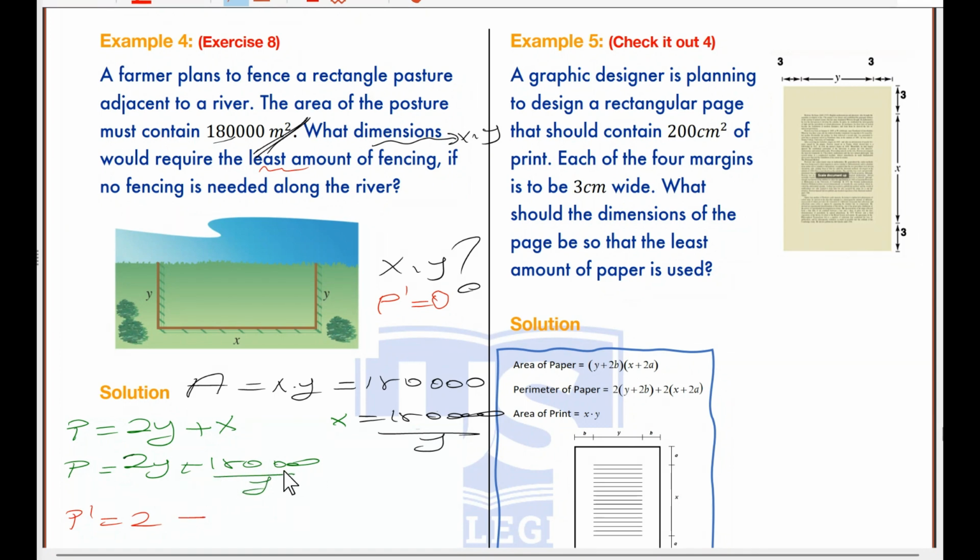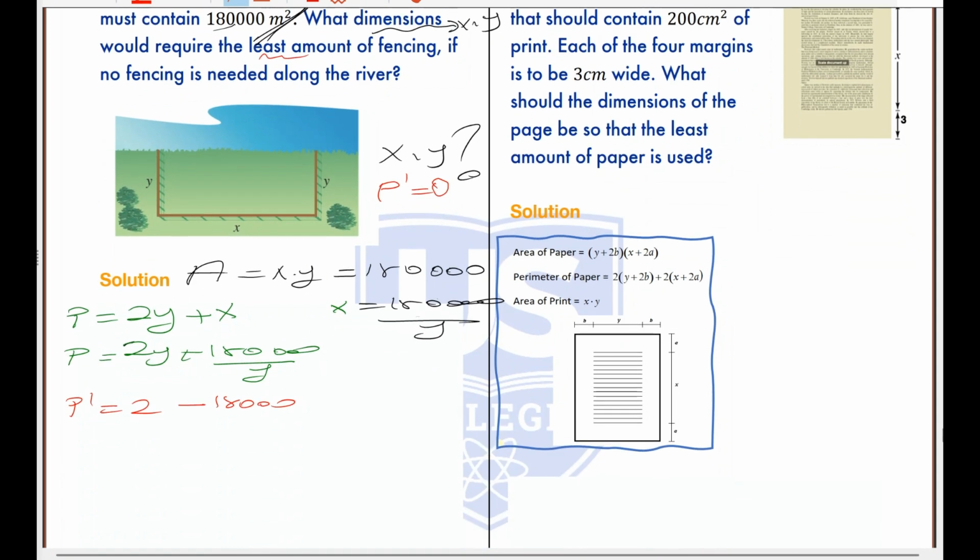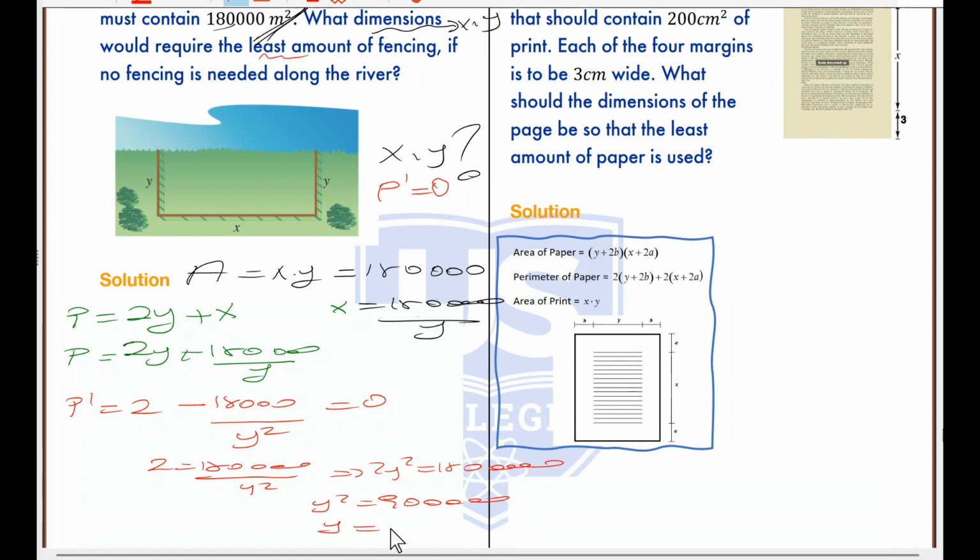The derivative of this is negative 180,000 divided by y squared, right? Okay, I got the derivative, equate it to 0 and solve it. So 2 is equal to 180,000 over y squared. Cross multiply: 2y squared equals 180,000. Divide both sides by 2, y squared is 90,000. Take the square root of both sides, y will be 300.